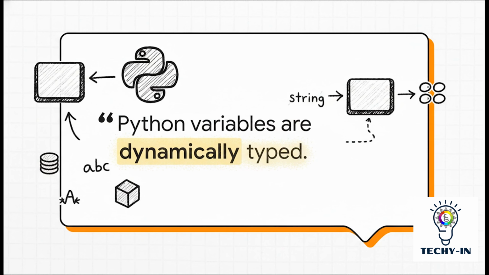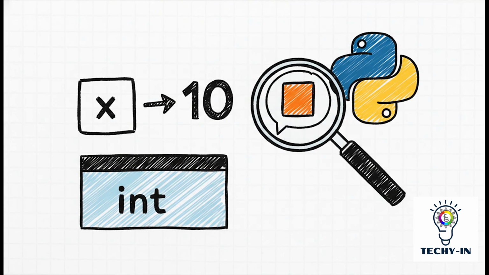Now, this is fantastic for getting stuff done quickly, but it can be a bit of a double-edged sword. You have to be careful, because sometimes a variable might end up holding a type of data you didn't expect, and that can lead to some tricky bugs later on. Just watch this. We can start by assigning a whole number, 10, to a variable we call x. And if we ask Python, hey, what type of thing is this? It correctly tells us it's an integer, or int for short.